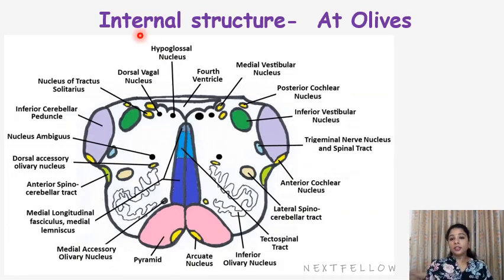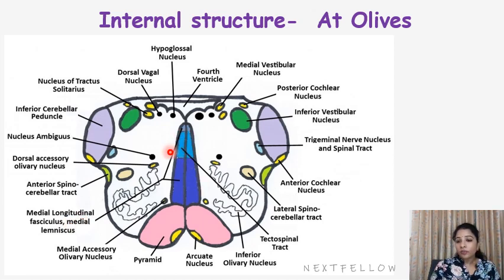Next, the internal features of the medulla at the upper part, that is, at the level of the olive, the inferior olivary nucleus. This crenated bag-like appearance that we see is the inferior olivary nucleus, which is an important feature here. And we have the medial lemniscus already formed here, and we also have the medial longitudinal bundle, also called MLF, the medial longitudinal fasciculus.